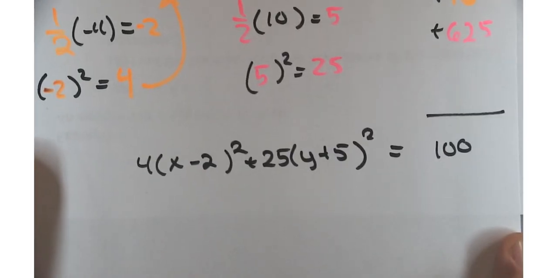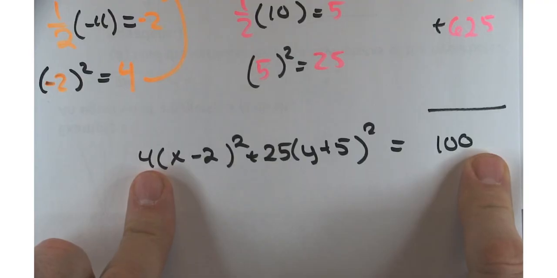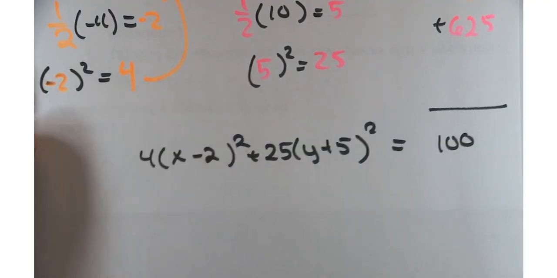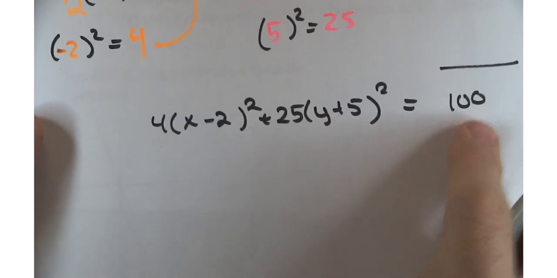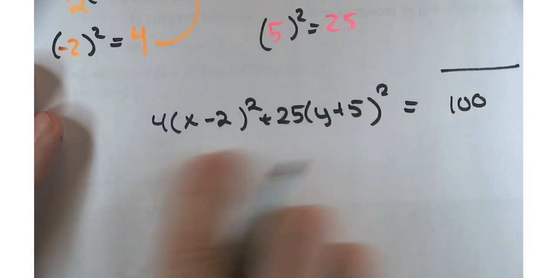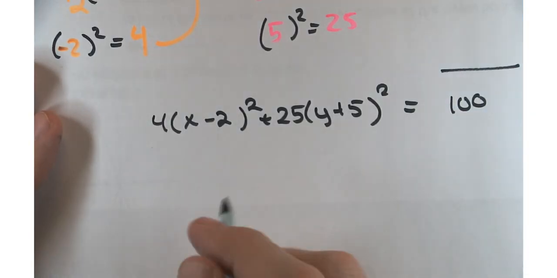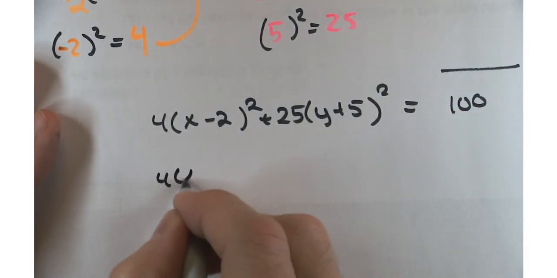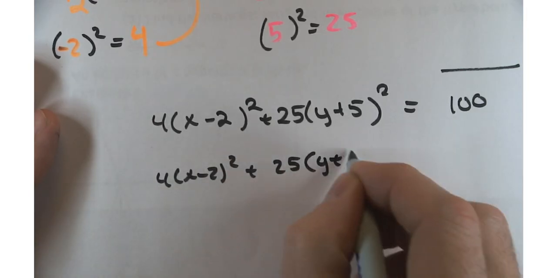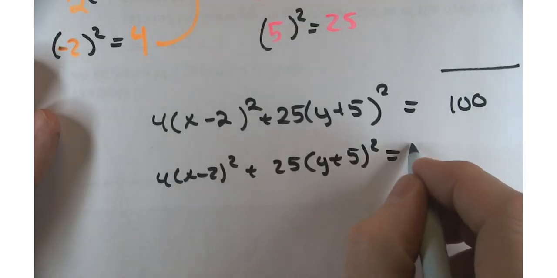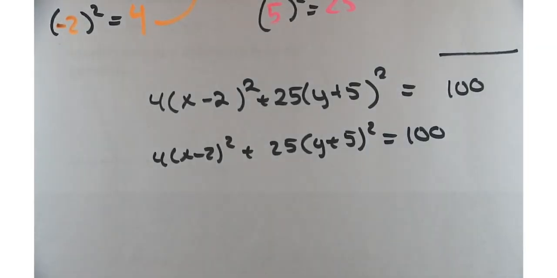All right, that's looking a lot nicer. Getting a lot closer to where we need to be. What are we going to do to finish this one up, to get it in that nice form? You divide the 4 and 25 out of those, right? Divided by 100. Yeah, we'll divide everything by 100. So 4 times x minus 2 squared plus 25 times y plus 5 squared equals 100. So we'll divide everything through by that 100.